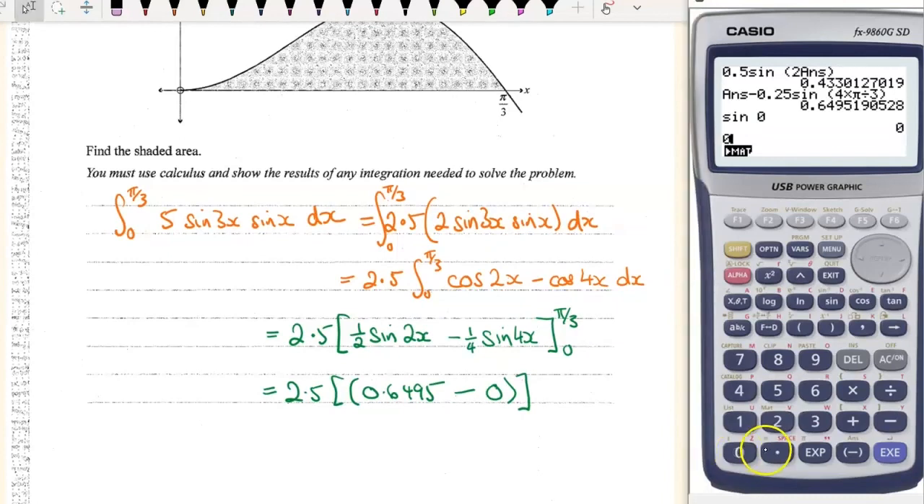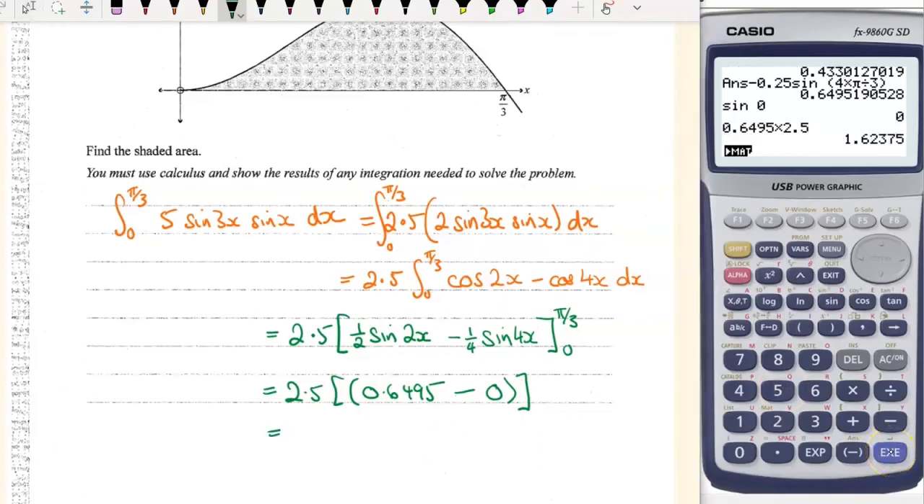So now I can just do 0.6495 times by 2.5, and we get our area is 1.62.